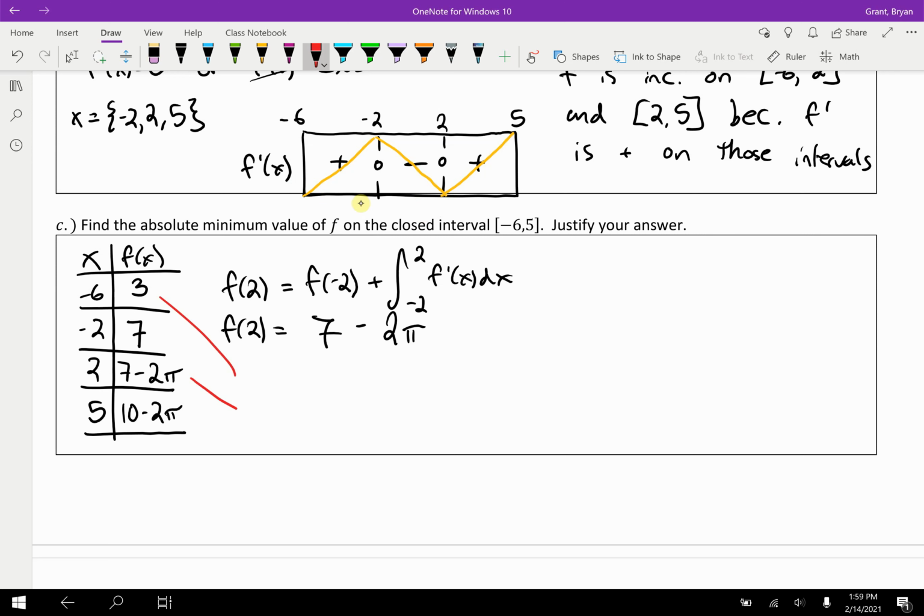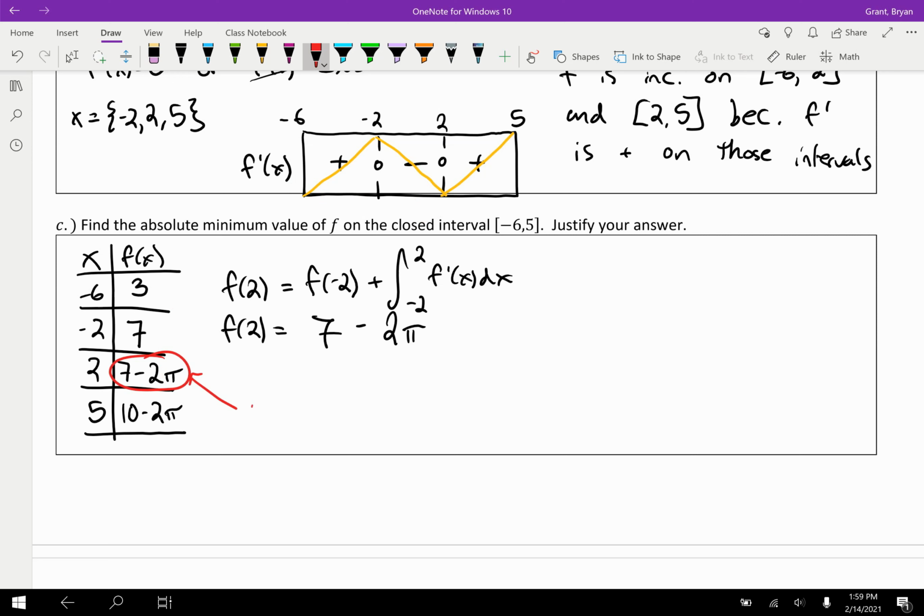Again, though, just estimate a little bit. 7 minus 2 times 3-ish. 7 minus 6 is 1. This one has to be our absolute minimum. Okay. If you want to write a sentence about this, you can. Sometimes you can get away with circling it.